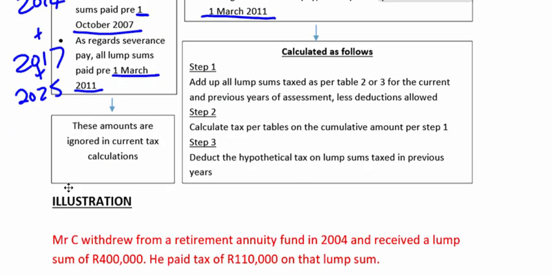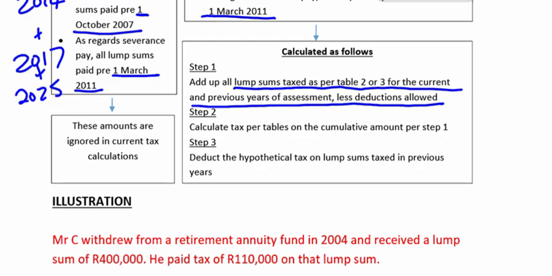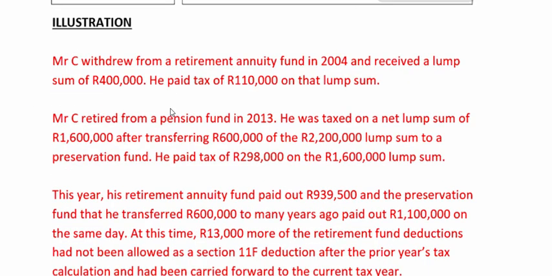It says step 1, add up all lump sums taxed as per table 2 or 3 of the current and previous years of assessment, less deductions allowed. Once you've added everything together, we calculate tax per tables on the cumulative amount. And then we deduct hypothetical tax on lump sums. So it's not the tax that we paid way back then. We work out on the amounts that we've retired on before, what the hypothetical tax would have been had we retired this year on the amounts. Okay, I'm going to do an example with you just to show you how it works.